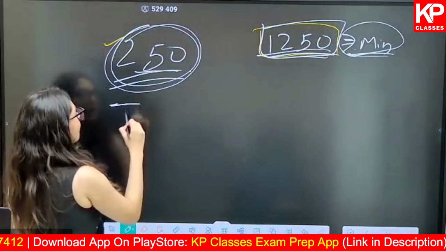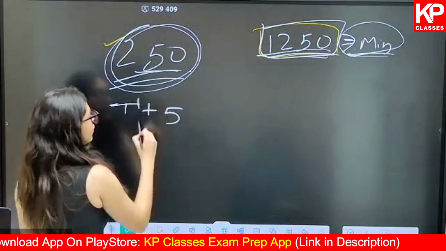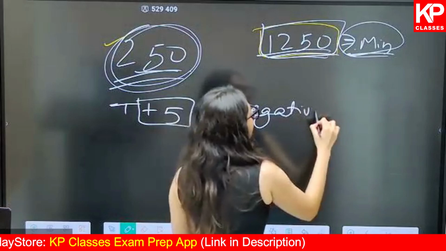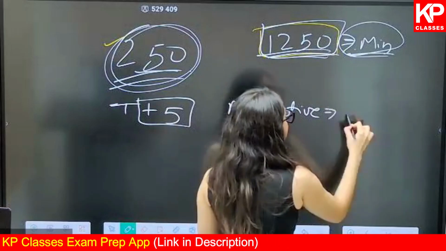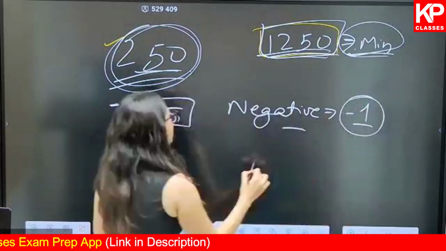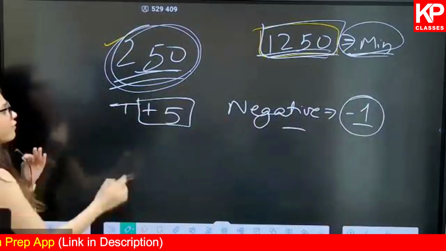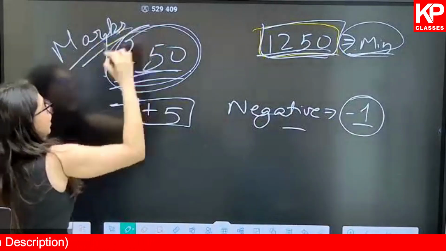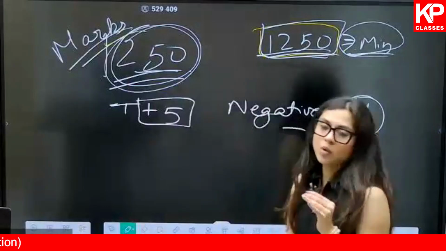हर question के लिए आपको मिलेंगे +5 and there is a negative marking of -1. That's why 250 marks total, +5 and -1.